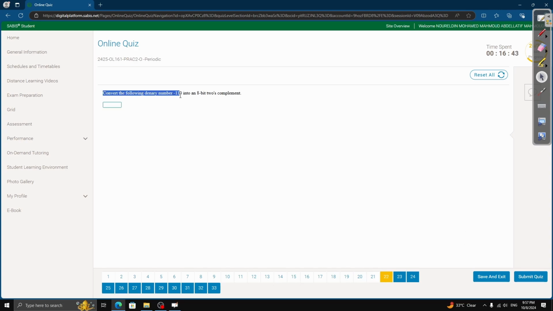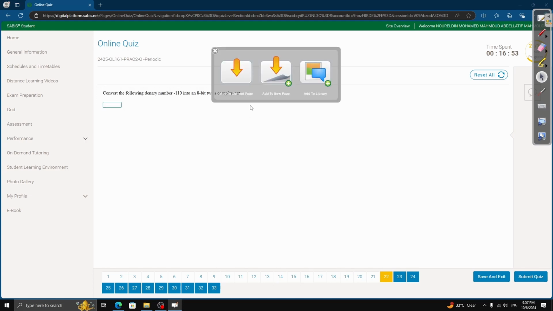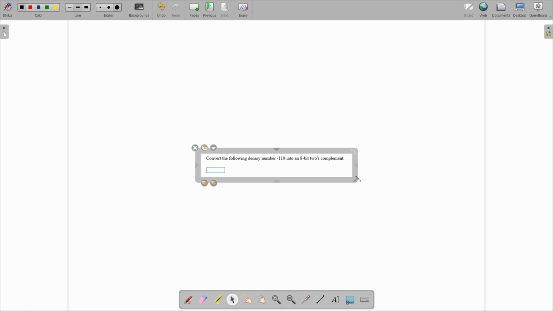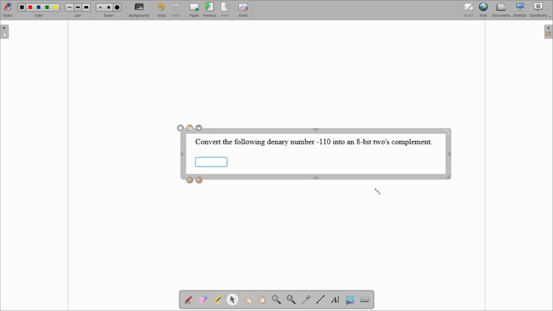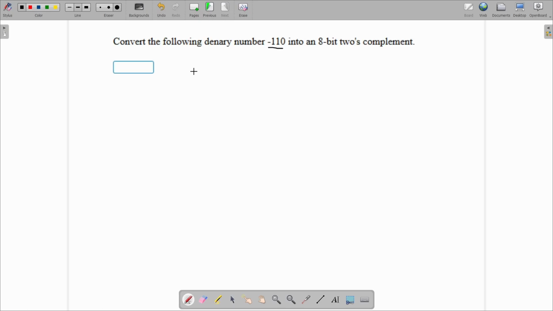Convert the following binary number -110 into 8 bits 2's complement. There are two ways to go about this, but one method is heavily reliant on guessing, so I don't think I'll be using it. First, take the absolute value of -110. The absolute value of -110 base 10 gives you 110 base 10.